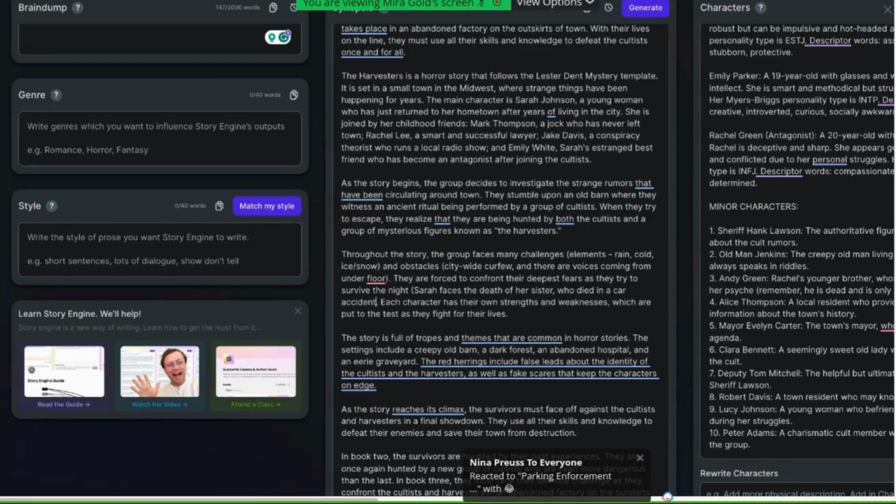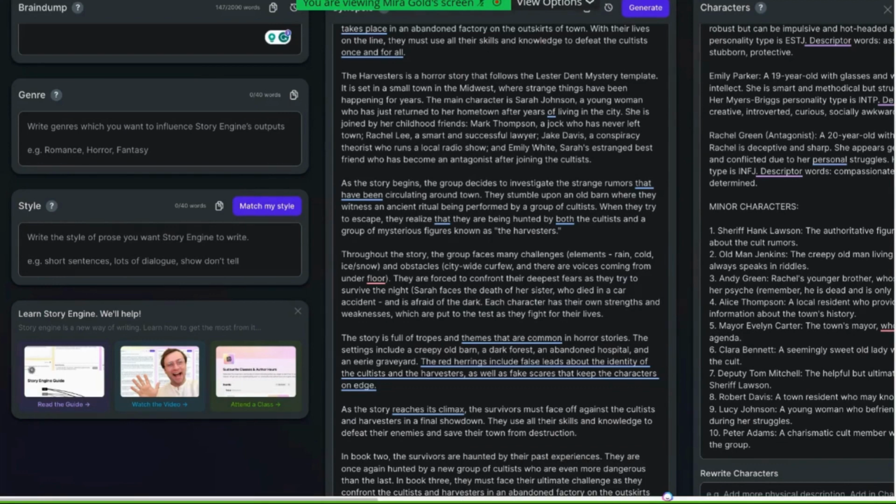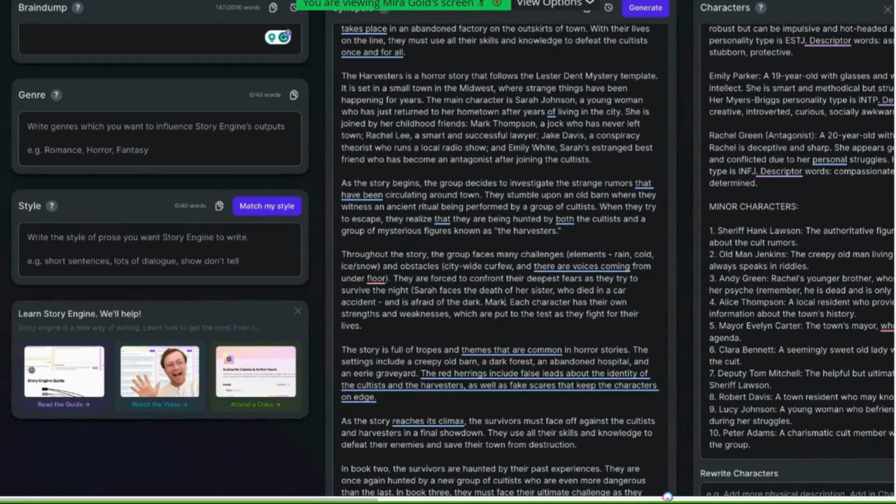Someone said Sarah is afraid of total darkness after having been used to city lights. Mark is a jock who never left town. So let's say Mark is worried he'll never get to leave, that he'll be stuck in town forever. So he'll be stuck in a dead-end job.